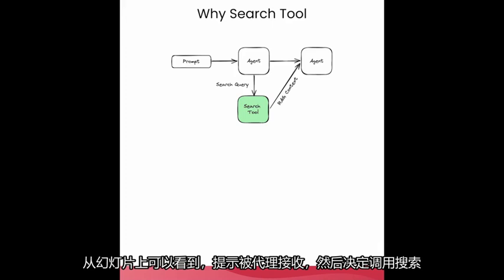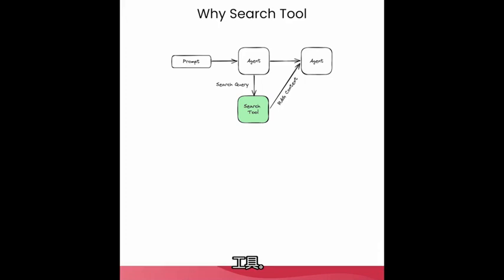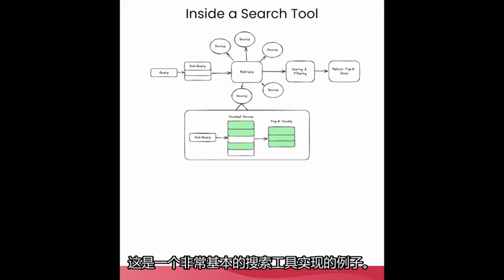Looking at the slide, we can see the prompt is received by the agent, which then decides to call the search tool. Then, the information found is returned to the agent. Now, let me show you what happens inside. This is an example of a very basic search tool implementation. Let's go over it step by step. If the agent decides, it will send a query to the search tool.